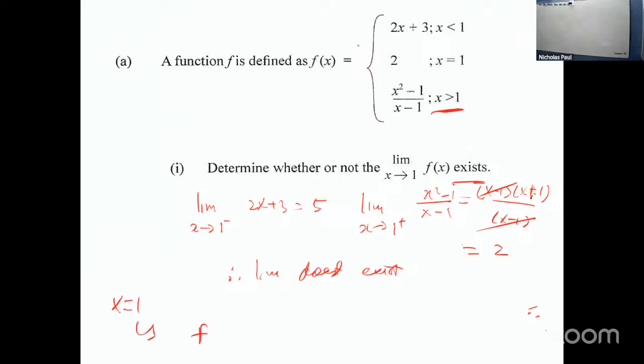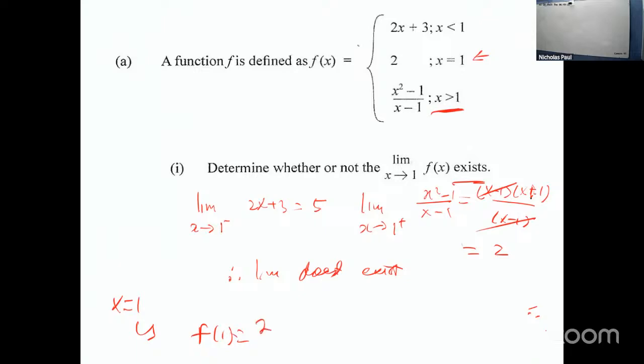What is f of 1? Look at the function. F of 1 is what? Look at when the function is defined. F of 1 is here. So f of 1 is 2.